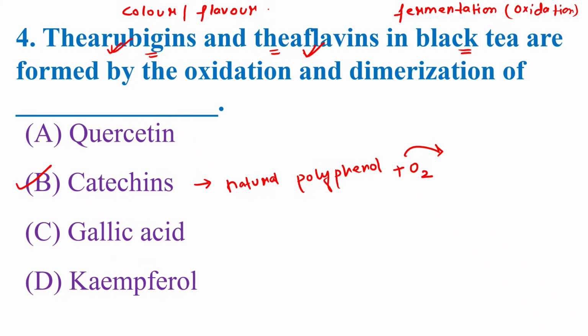Theaflavins, it will give some yellow orange, it will contribute some briskness to the tea. Whereas these thearubigins, they will contribute some red to brown, and it will add some depth to the tea. Catechins, say for example epigallocatechins or epicatechins, these are the primary substrates for these reactions. So option number B is my correct option over here.